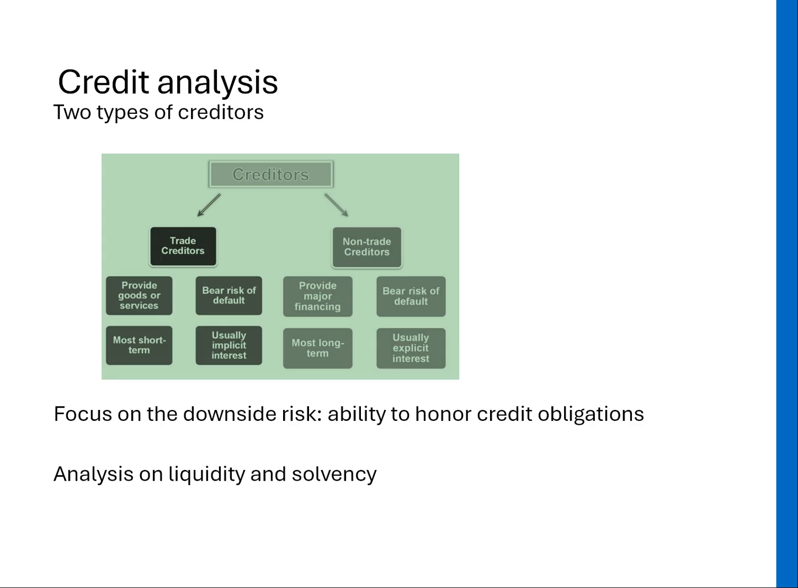For creditor analysis, there are two important types of creditors. We have trade creditors. We're talking about suppliers or vendors or customers who are doing business with a company. We also have non-trade creditors. We're talking about lenders or banks. For both creditors, they want to understand the company's risk, especially the downside risk. That means the company's ability to pay back its obligations.